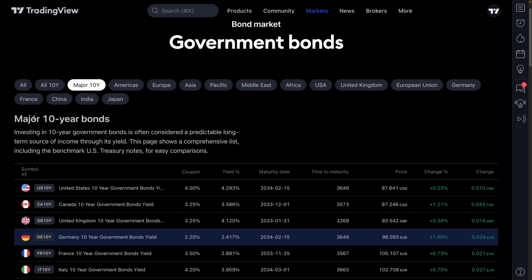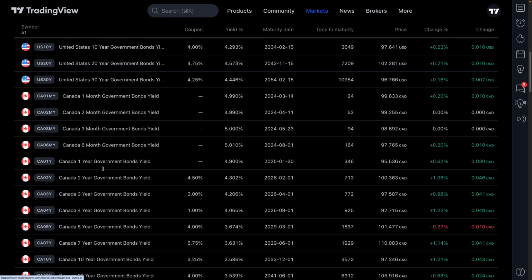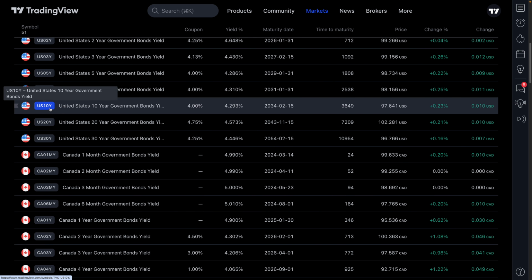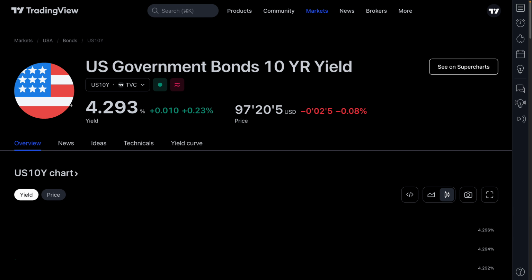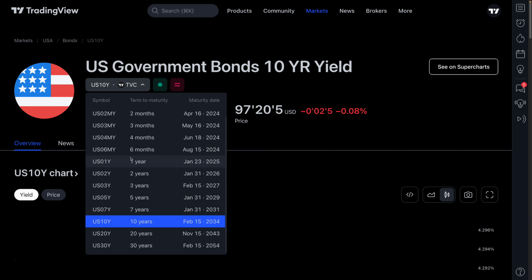So we're out in major 10-year bonds. We, of course, can click through all of these, so we can see Americas or Europe or Asia. It's all one click away here. But what we do want to do is go to an exact bonds page, because that's really going to show you some potential. So now we are on the U.S. government bonds 10-year yield. And what you'll notice is you have this drop down here, which makes it rather easy to see the maturities for all of the U.S. bonds. You can see we have U.S. 10-year selected.